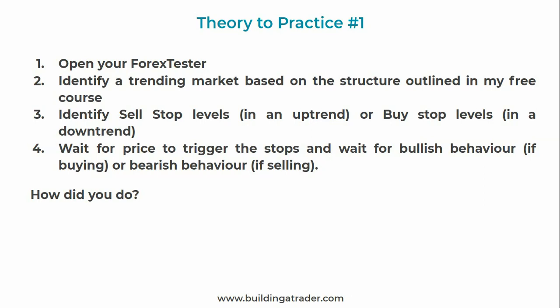Identify sell stop levels in an uptrend or buy stop levels in a downtrend. Okay, identify them on the hourly and the 4-hour primarily, if you're using the structure I outlined, and then wait for price to trigger the stops, and then wait for bullish behavior to ensue if you're buying, or bearish behavior if you're selling. And then show me your results. How did you do? Is this a useful concept? Is it helping you? Is your simulation proving successful?